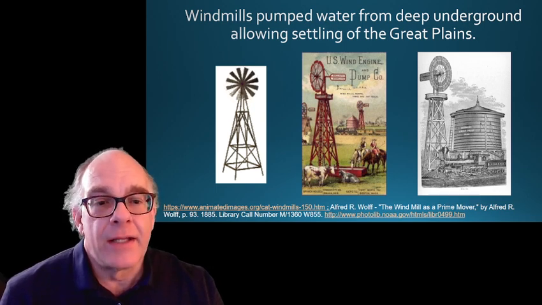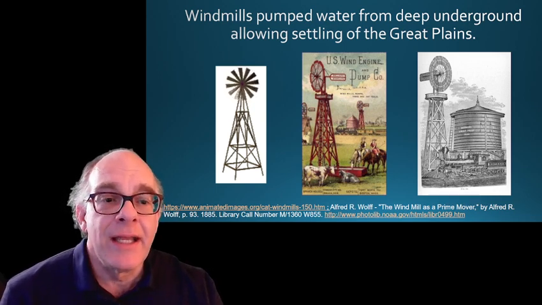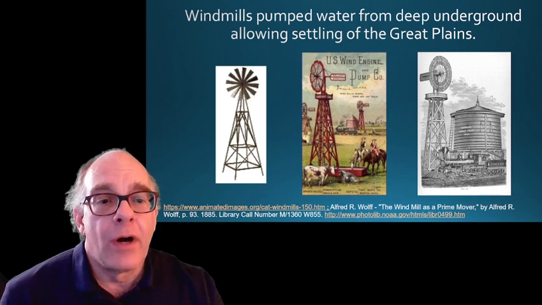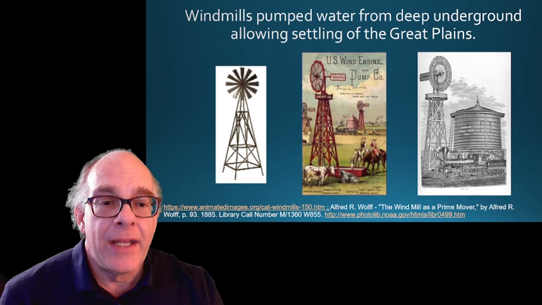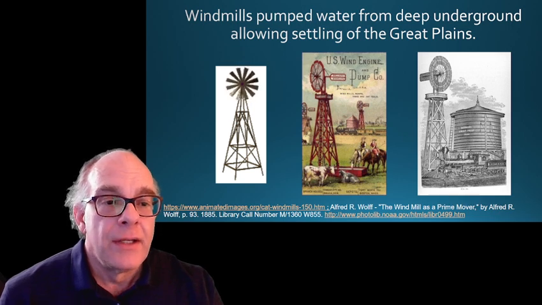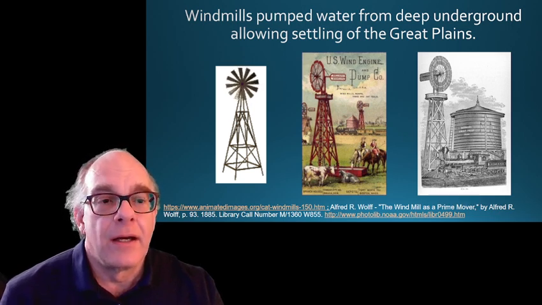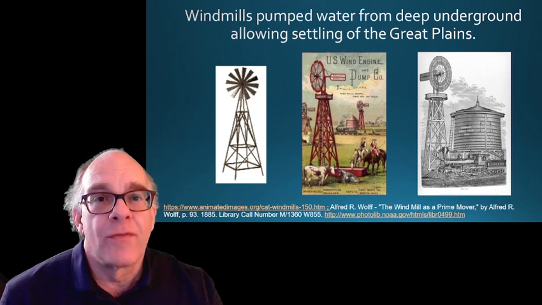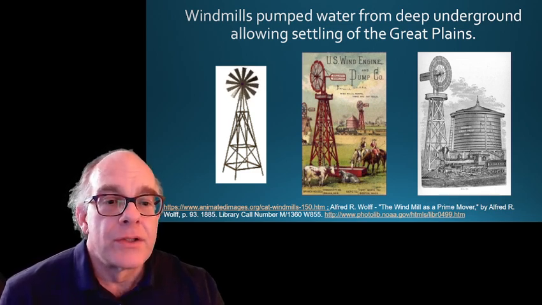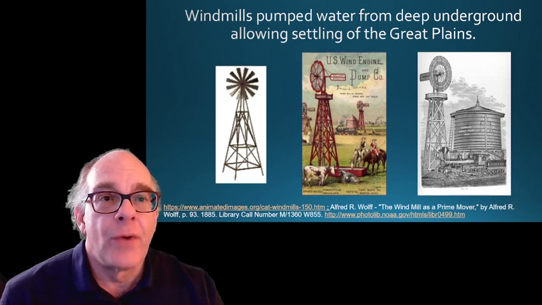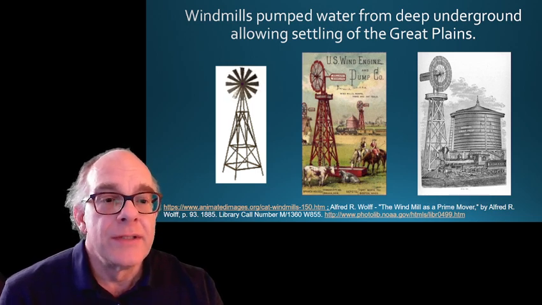And because of that, the Great Plains regions of the United States at that time were often referred to as the Great American Desert because they would have these very long periods of droughts, and then the sunlight and the wind would cause the surface water to dry up, so they wouldn't have access to it. And so homesteaders, farmers, and ranchers began to use these windmills.